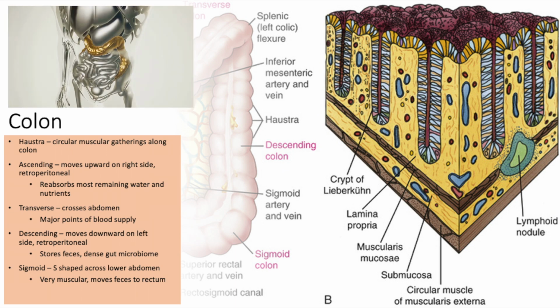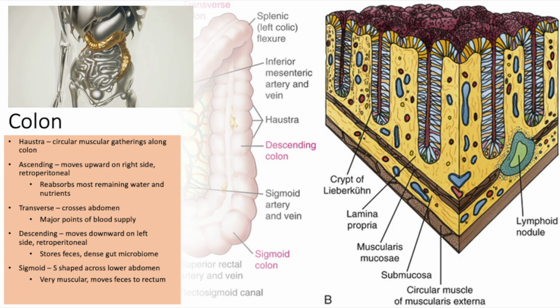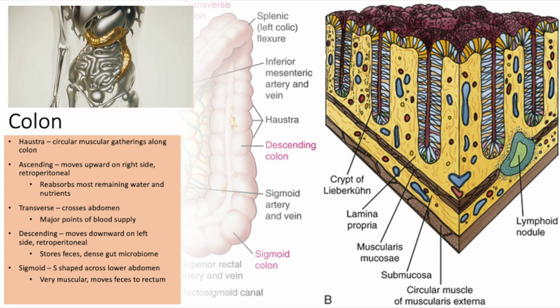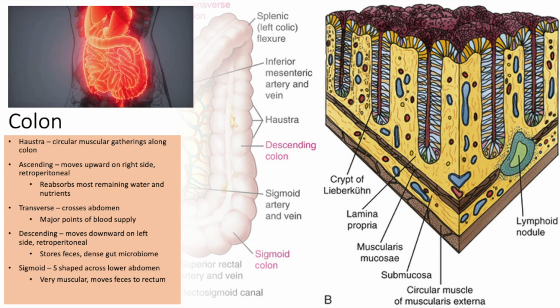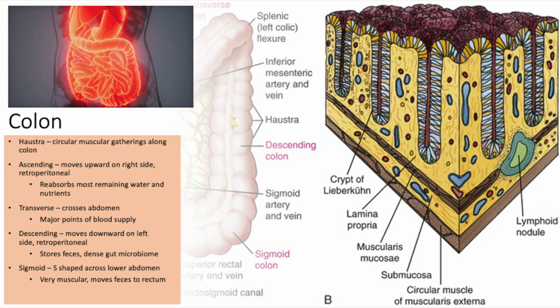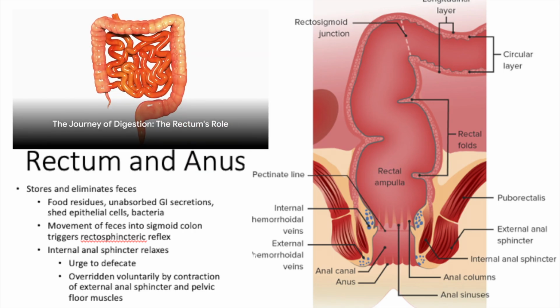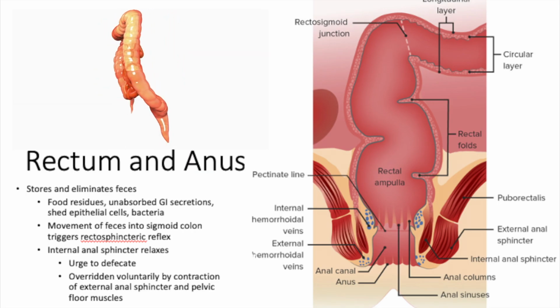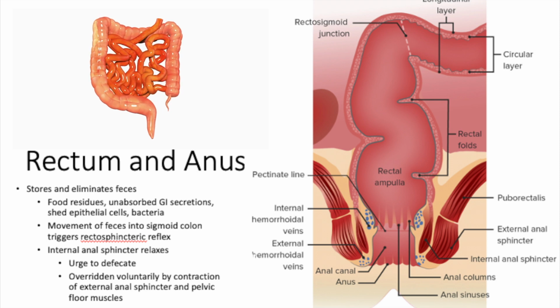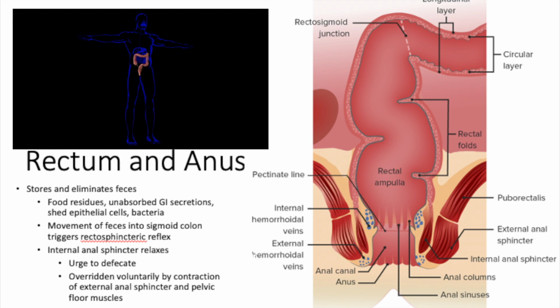Lastly, the sigmoid colon is an S-shaped portion, which crosses the lower abdomen and is intraperitoneal. This section is very muscular and serves to move feces toward the rectum. The rectum is the terminal portion of the large intestine and descends downward in the body, intraperitoneal. Feces is stored here prior to defecation.